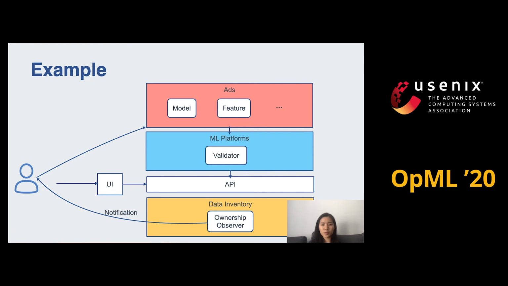To keep ownership information up to date, an ownership observer was created inside of data inventory. Notifications will be triggered upon ownership updates. Users can leverage UI or APIs to update ownership easily. With ownership information, we were able to establish more metrics, build up alerting, tooling, and visualization about machine learning artifacts.